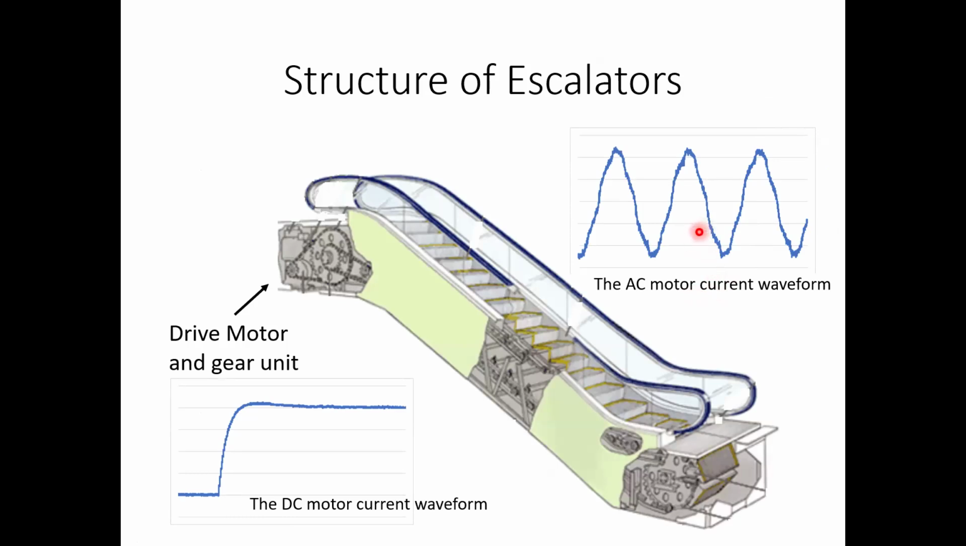This diagram shows the escalator structure. Steps, belts, and some internal structures are also shown. The drive motor and gear unit are located here. Motors are usually AC motors, but sometimes DC motors are used.